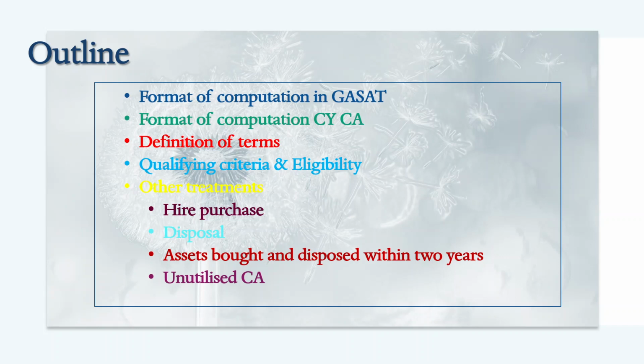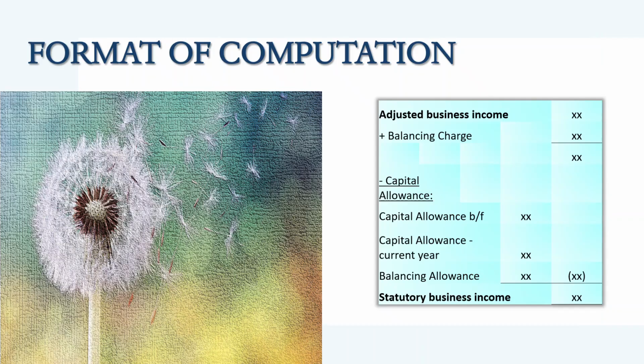After that, we will look at the special treatments of the capital allowance when we have hire purchase, when we have disposal, and when we have assets bought and disposed within 2 years. And finally, if you have any unutilized current year capital allowance, any capital allowance which is not utilized in the current year of assessment, what do we do? Okay. Let's proceed to the format of computation.